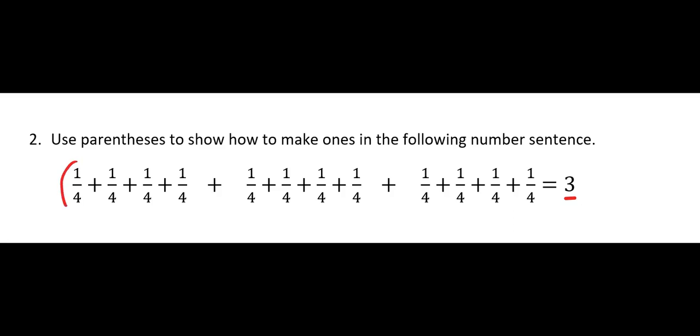I'll put parentheses around 4 of the 1/4. That makes 1 whole. Then I'll put another set of parentheses around 4 more 1/4. That makes another whole. And a set of parentheses around the last group of 1/4, and that makes another whole. Altogether, I have 12/4, and with those 12/4, I can make 3 wholes.